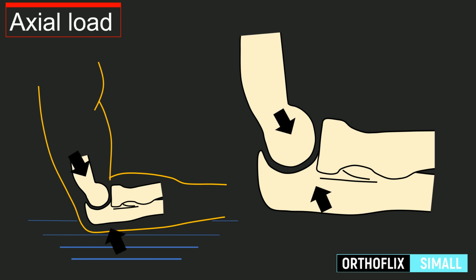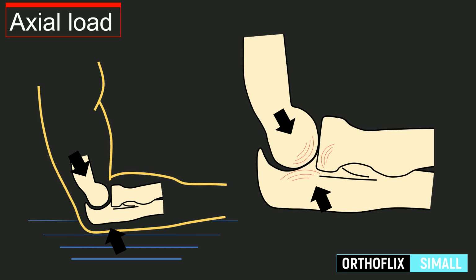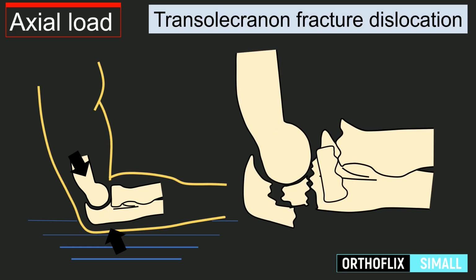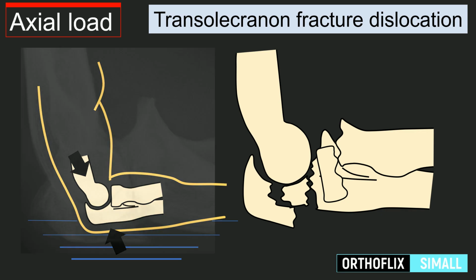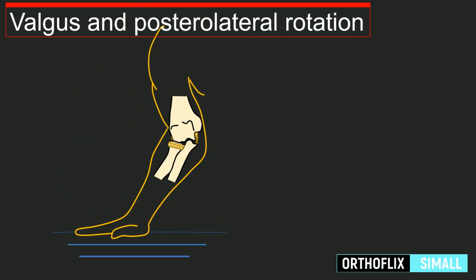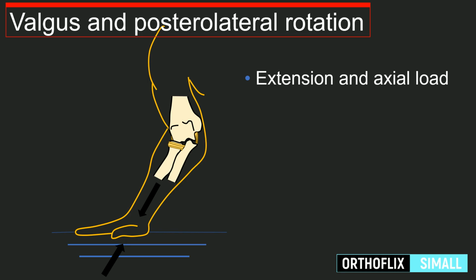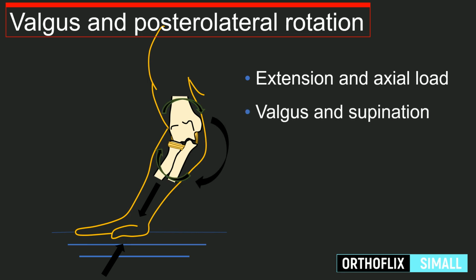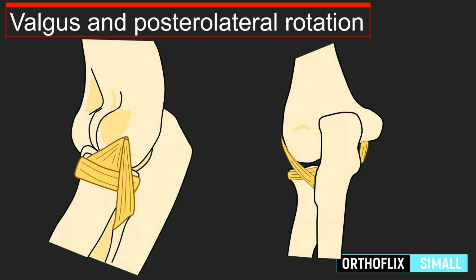So the axial load is the one that happens when the distal humerus impacts against the greater sigmoid notch, and when the force is significant enough, with the elbow in 60 to 90 degrees of flexion, transolecranon fracture dislocations happen, and this is one of the instability patterns of the elbow. Valgus and posterolateral rotation is probably the most common one. It happens with the arm in extension, axial load, valgus, supination.